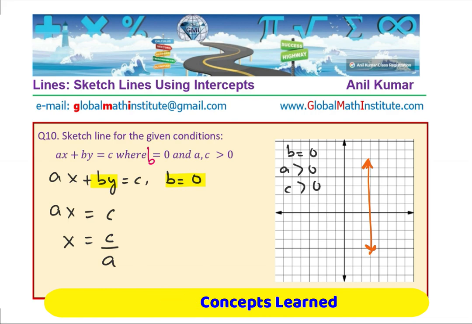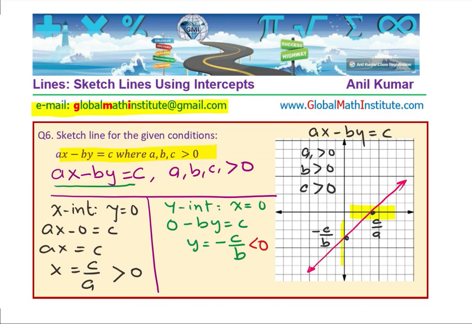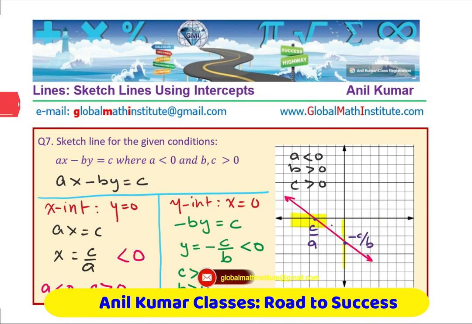Perfect. So with that, we have sketched our questions. Now, question for you to practice. We have px minus qy equals to 12, where p and q are greater than 0. How will this line be? And the last question, ax plus by equals to 6, where a is positive but b is negative. In that case, which line could it be, right? So that could be your practice test question. But I hope with this, you have understood how can we sketch the lines when the parameters a, b, c, the values are not given, but we know the range, whether they are positive or negative. This makes sense, right? So that is how we'll be doing it.